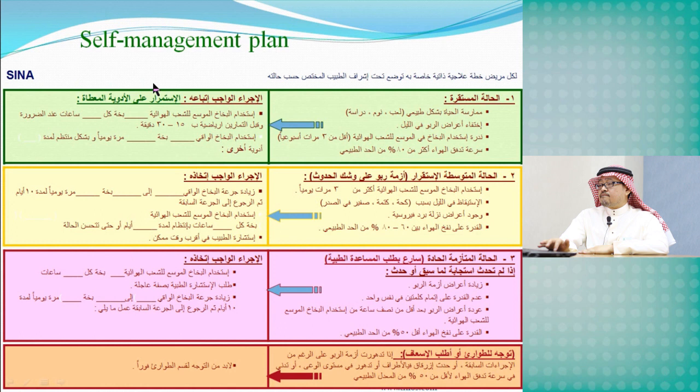Recently, SINA released the Arabic versions of the self-management action plans, which explain to the parents in a color code, green, yellow, and red. Green is the almost stable condition, yellow is the moderate one, which may need further treatment, and in the severe episode, the parents should take action and go to the nearest medical center.